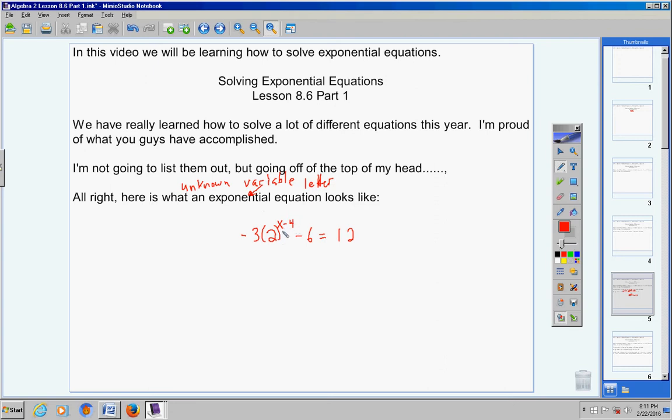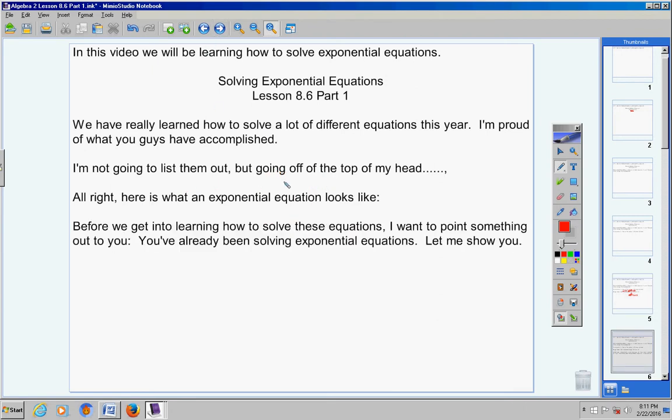Now I'm telling you that because at the end of the year, when we have our big test, all these equations are going to be mixed up. You're going to have to look at each equation and decide what type of equation it is and then know how to solve it. Okay? So an exponential equation is an exponential equation because it has an unknown or a variable or a letter in the exponent. Okay? Okay, moving on.